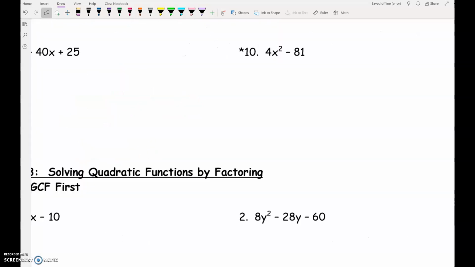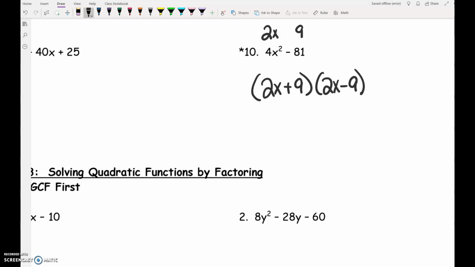Go to number 10. This is an example of difference of two squares. Anytime that you see only two terms and it's subtraction, mainly x squared minus, it's probably difference of two squares. So what times what is 4? What number times itself? 2. And x times x is x squared. What number times itself is 81? 9. The factored form is 2x plus 9, 2x minus 9. Anytime you have this pattern, perfect square minus perfect square, it factors in this way.